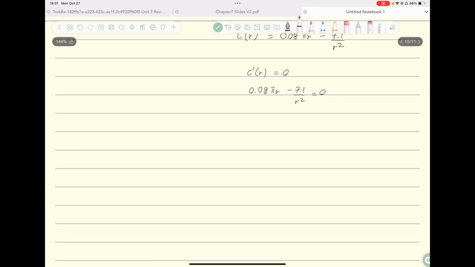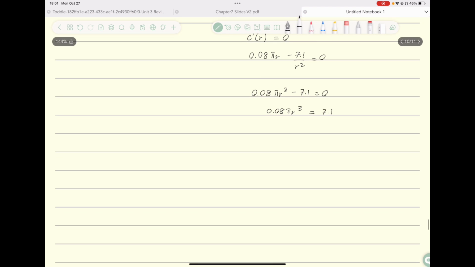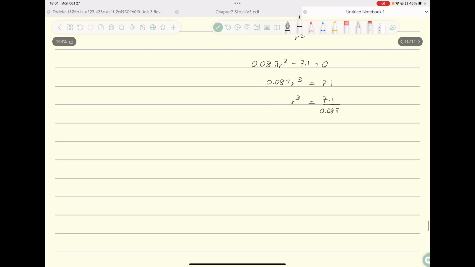Now we can multiply r squared to both sides. If we multiply r squared to both sides, we get 0.08 pi r cubed minus 7.1 equals 0. Now we can find r. We can put 7.1 to the other side of the equation, and we can also put 0.08 pi to the other side. Now we get this, and to find r, we take the cube root of this equation. So we get the cube root of 7.1 over 0.08 pi.